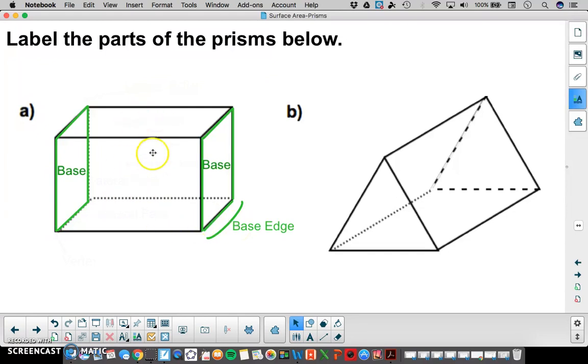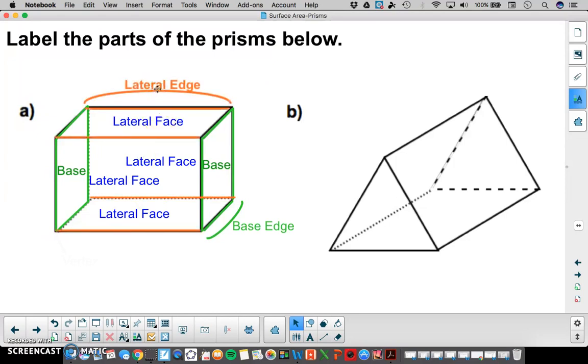Then the other four faces are called lateral faces, so the front, the top, the back, and the bottom. And then we have the lateral edges that connect those two bases together. And then the corners are all called vertices, so we have 8 corners here. Go ahead and label all of these parts on the triangular prism that you see in part B.